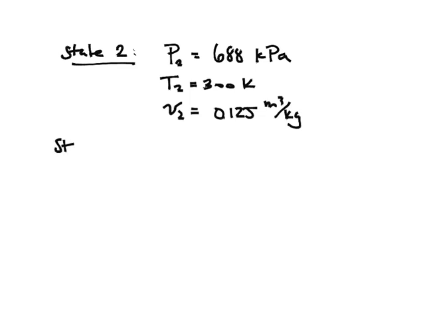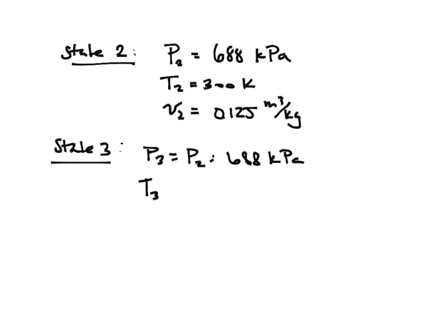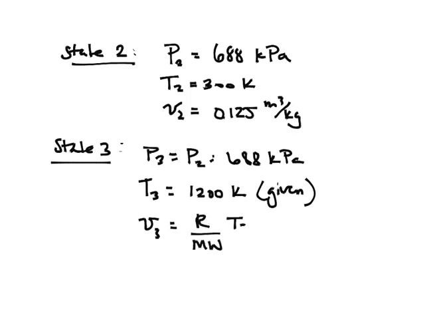Okay, so now let's look at state 3. We know P3 equals P2 because it's an isobaric process between these two states. So P3 is also 688 kPa. We know T3 equals 1200 Kelvin because this is given in the problem. And so we can find V3 using our ideal gas law. And we calculate this to be 0.500 meters cubed per kilogram.